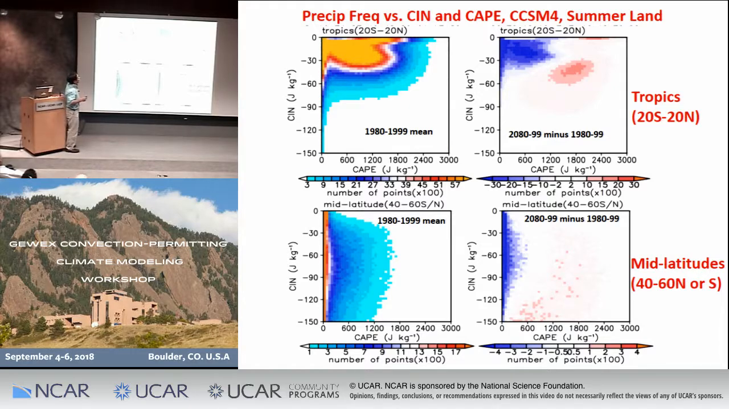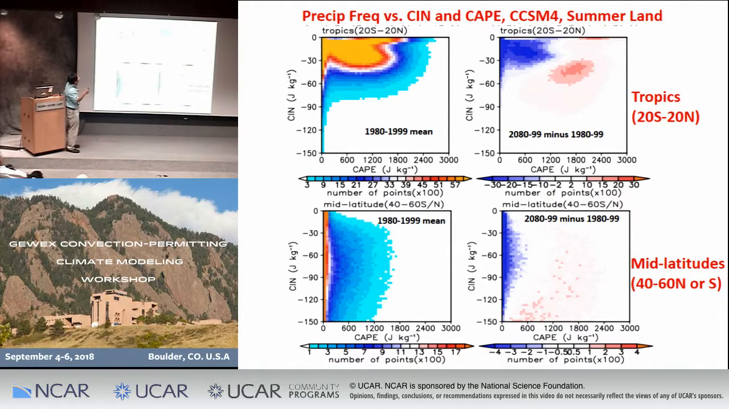Now we make a similar plot to just look at the precipitation frequency distribution as a function of concurring CAPE and the SINE. This means when you have a low SINE and CAPE in this range, you have much more frequent precipitation happening.